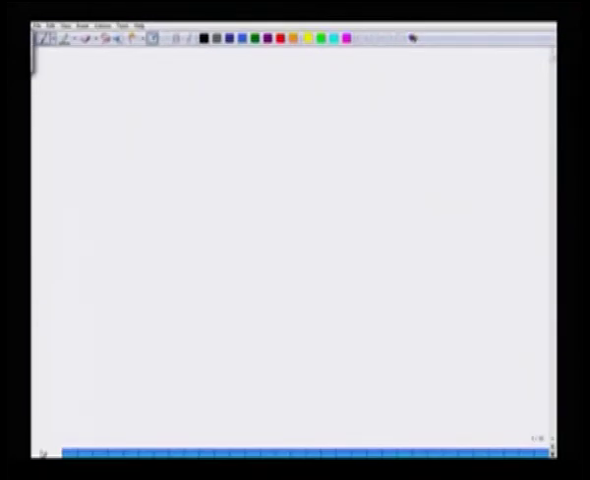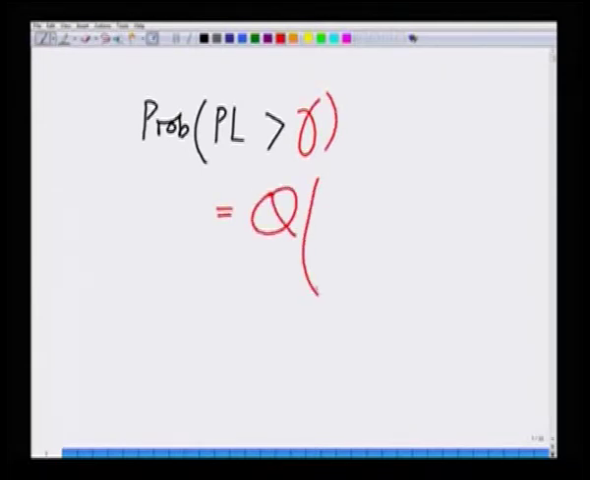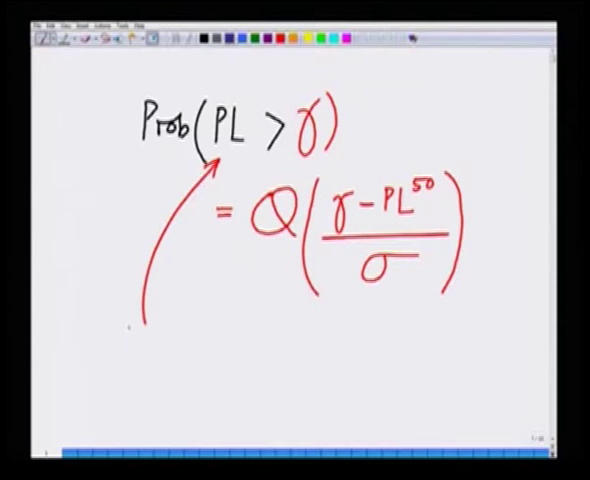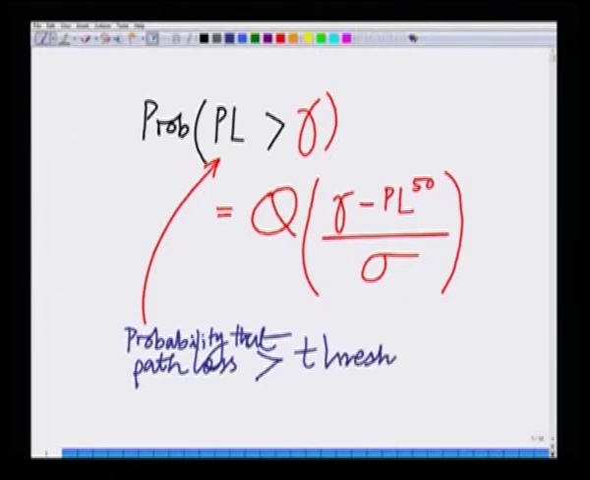We said that the probability that the actual path loss is greater than threshold gamma is nothing but the Q function of gamma minus the mean path loss divided by sigma. Okay. This is the probability that the path loss is greater than threshold gamma. Let us consider an example.